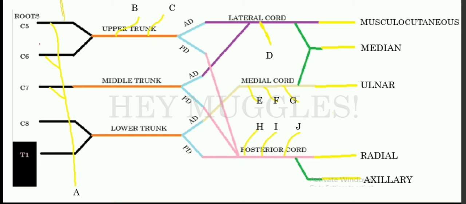From your posterior cord there arise 3 branches, that is your upper subscapular nerve, lower subscapular nerve and nerve to latissimus dorsi, which is also known as the thoracodorsal nerve. Your upper subscapular nerve supplies your subscapularis muscle. The lower subscapular nerve supplies teres major muscle. The nerve to latissimus dorsi supplies your latissimus dorsi muscle, also known as your thoracodorsal nerve.